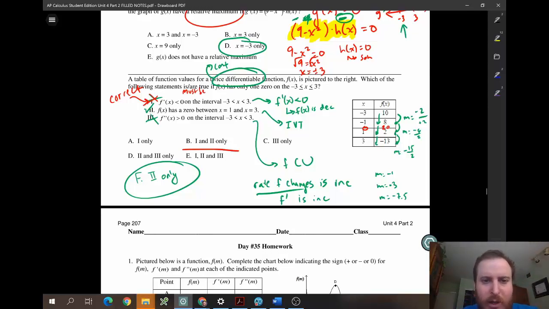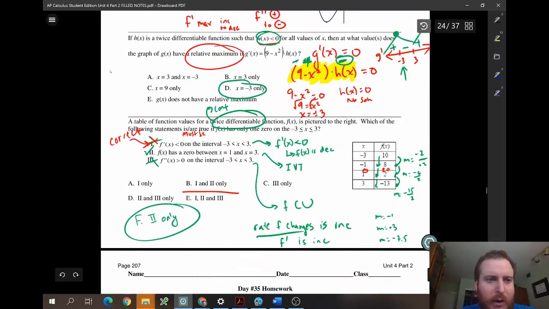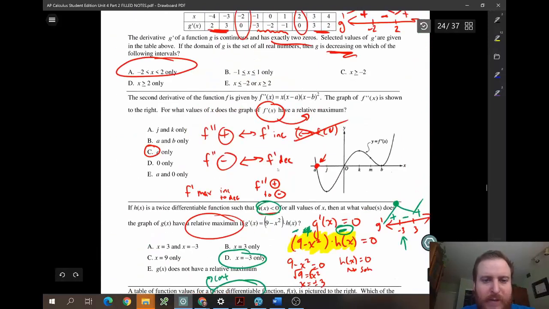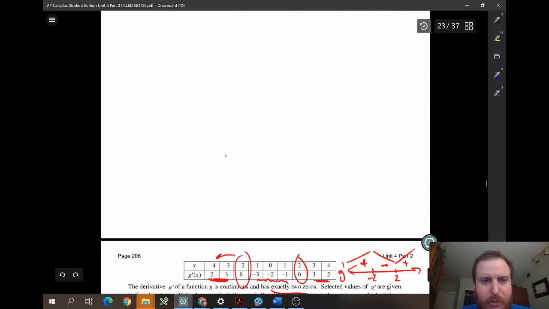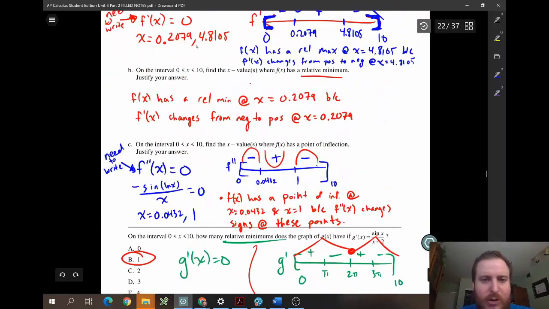Anyways, shoot me a message if you have questions on any of these or on the free responses that we did. Our test will be coming up soon. We are going to have to think about this line of thinking, and we'll also have to be comfortable, especially with these first 4, about starting to use our calculators.